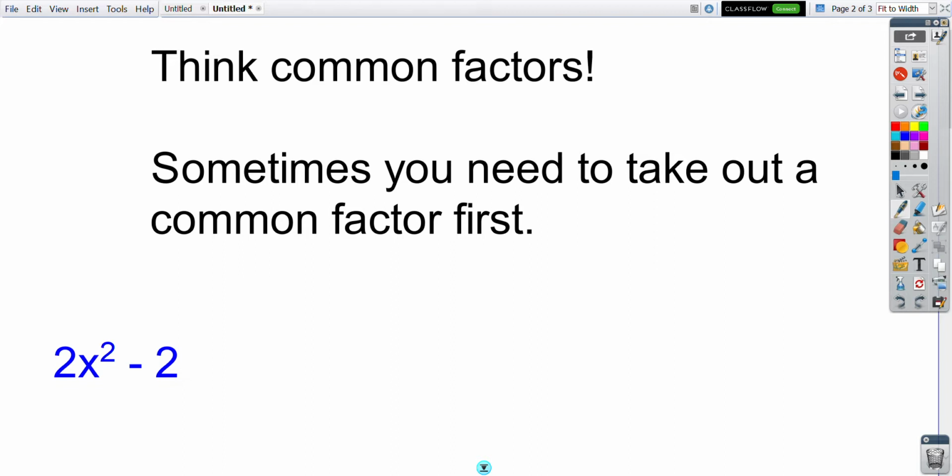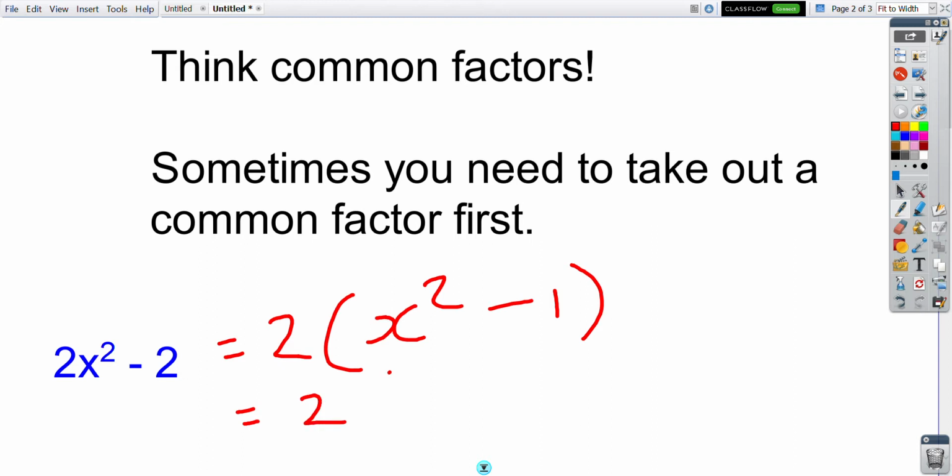So let's take our first example. You see here that that's not a difference of two squares. It does have a common factor. If I take the common factor out, I get 2 times x squared take 1. And you will spot immediately, hopefully, that that's the same as 2 times x squared take away 1 squared.